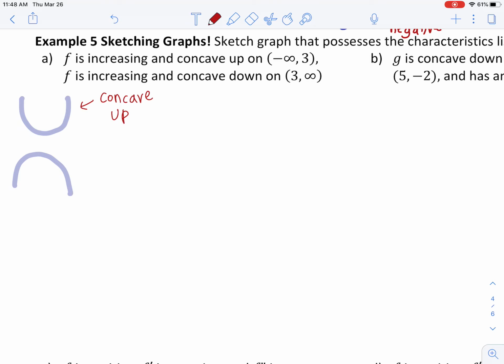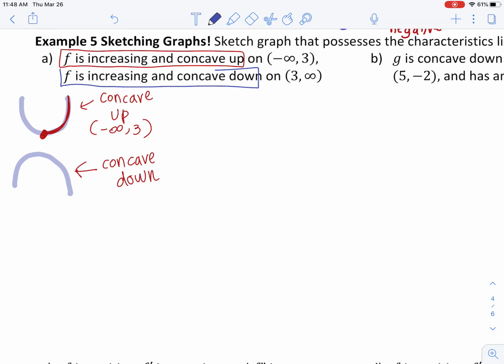I'll write down this is concave up, and this is concave down, right? Now, first part, they want increasing concave up. Look, this is the concave up graph, but to be increasing, I need to look at this section. So the graph to the left of positive 3 should look like that, what I'm highlighting or tracing in red. Okay, so this will be the graph for negative infinity to 3.